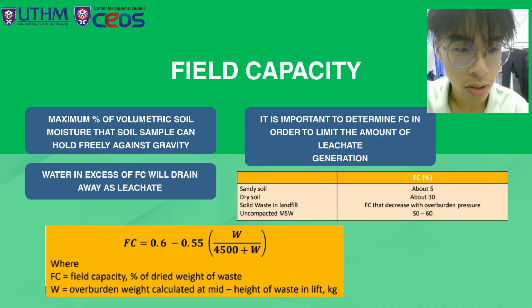The calculation for FC is 0.6 minus 0.55 times W over 4500 plus W, where FC is the field capacity, percentage of dry weight of waste, while W is the overburden weight calculated at the mid height of waste in lift, in kg.